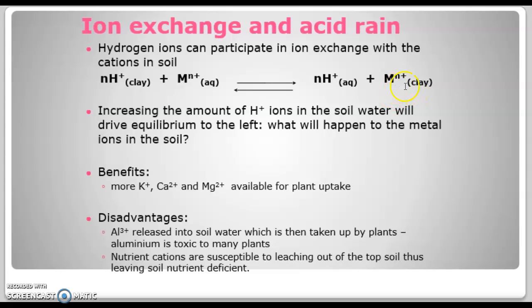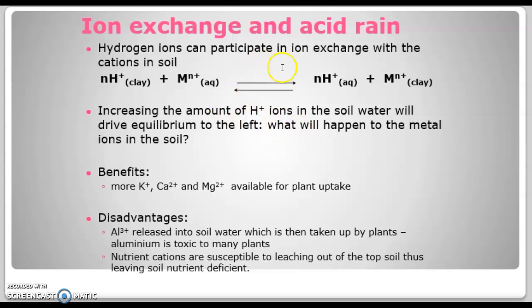If we increase the amount of hydrogen ions, so we're decreasing the pH of the soil, this will drive the equilibrium to the left, from right to left. So what's going to happen to the metal ions in the soil? Maybe just pause, have a think about that, and then continue.